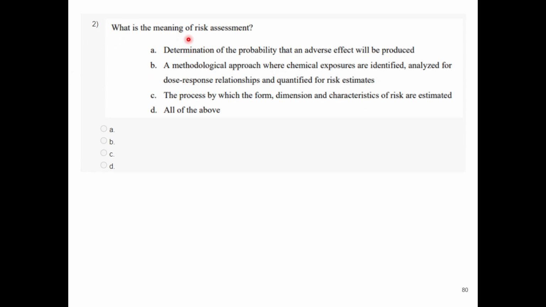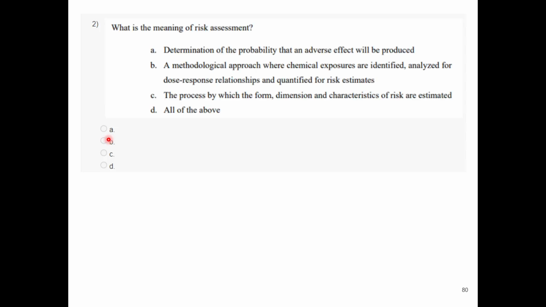Second question, what is the meaning of risk assessment? First option, determination of the probability that an adverse effect will be produced. B, a methodological approach where chemical exposures are identified, analyzed for dose response relationships, and quantified for risk estimates. C, the process by which the form, dimension, and characteristics of risks are estimated. D, all of the above. So, which is the correct option?